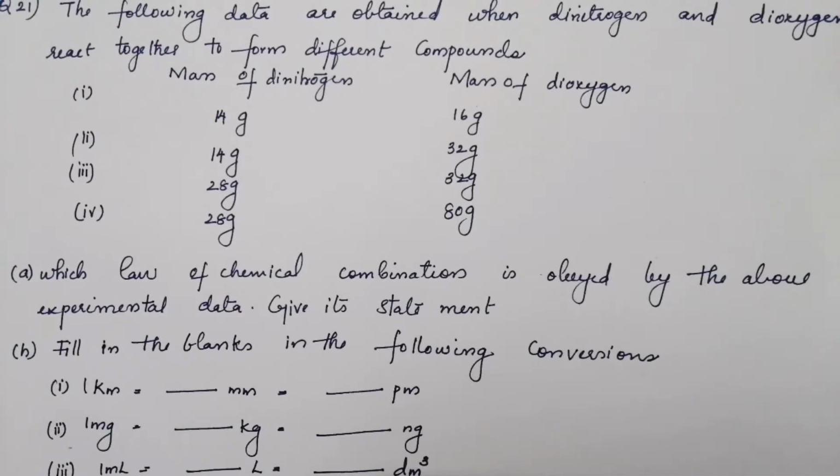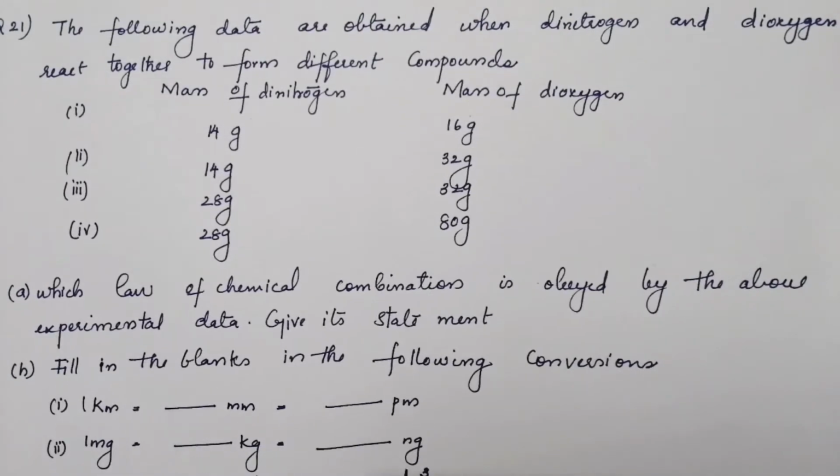form different compounds. And we have a table wherein we are provided with the mass of dinitrogen and mass of dioxygen. Followed by this, we are asked two questions. First question is, which law of chemical combination is obeyed by the above experimental data? Give its statement. And the next question is to fill in the blanks in the following conversion. So it's a conversion for us to do. We have to convert kilometer to millimeter to picometer, and 1 milligram to kilogram to nanogram, and then 1 milliliter to liter and to decimeter cube. So let us see how do we approach such a problem.